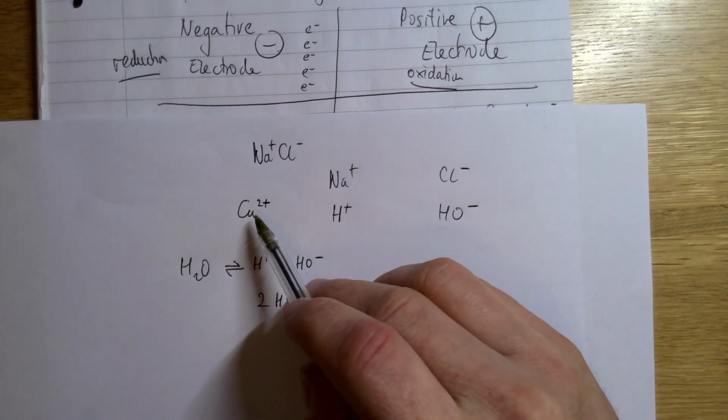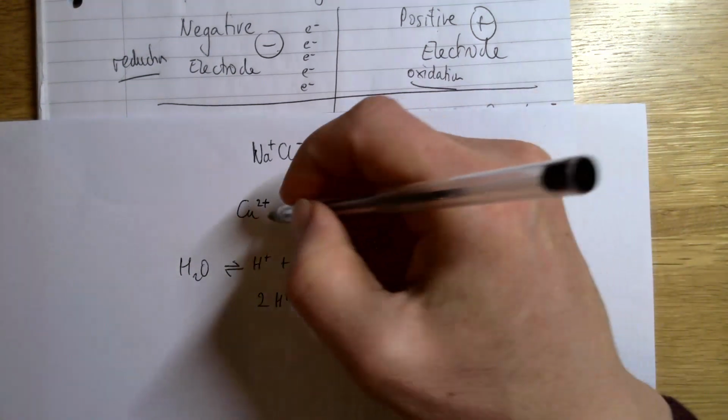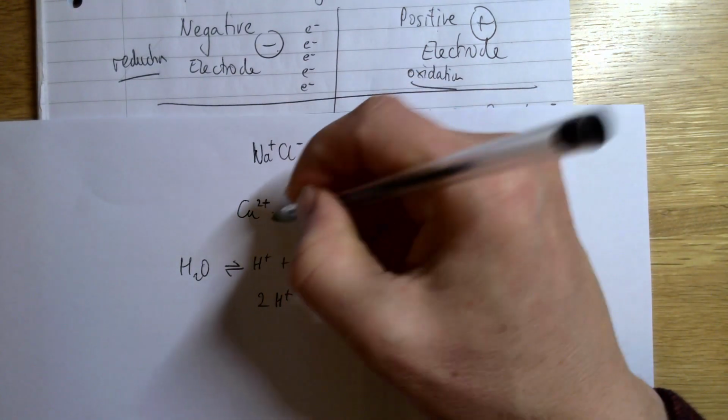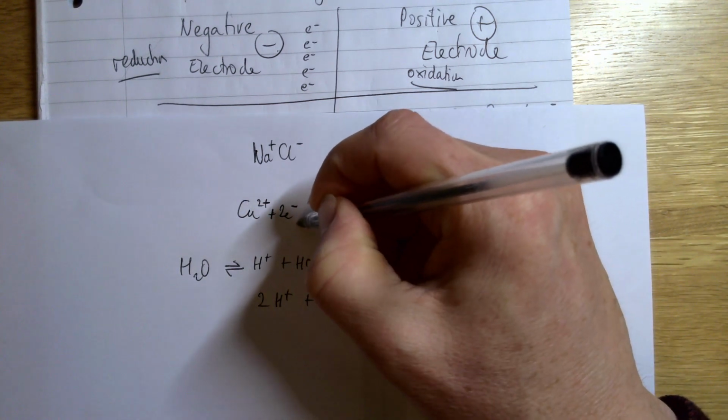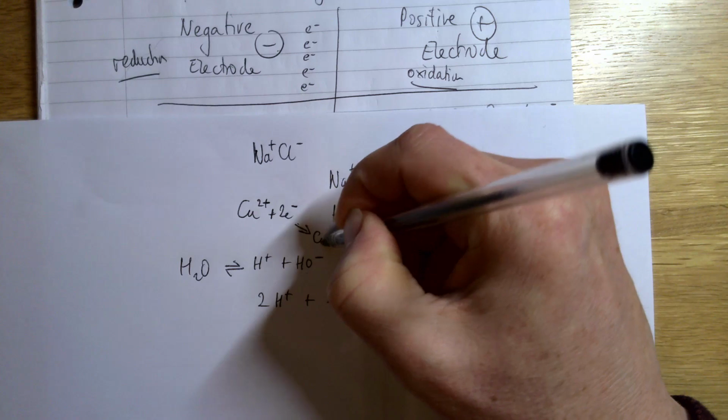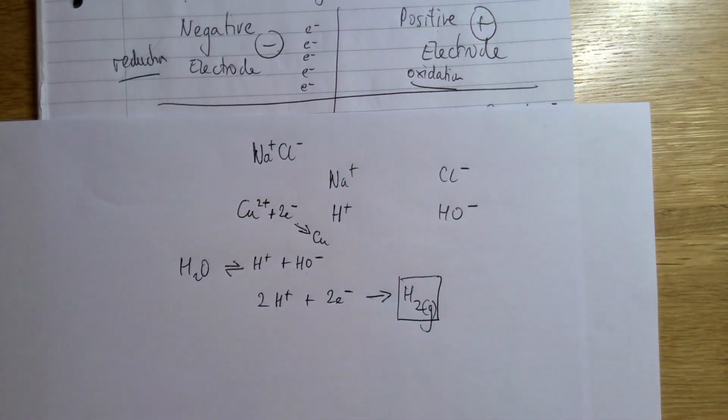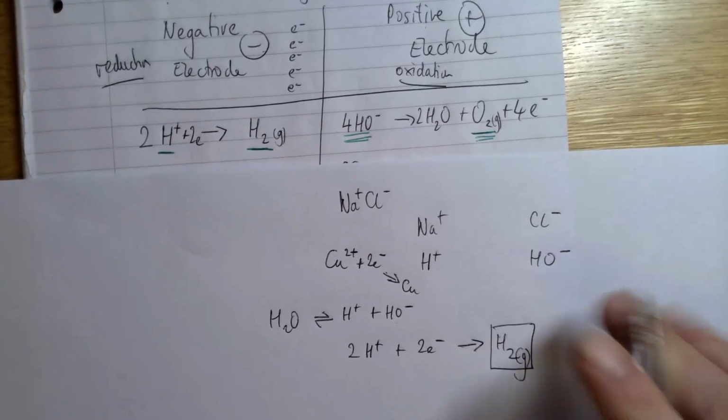Copper is quite unreactive, and so copper gets reduced instead of the hydrogen. The copper ions become copper atoms, and you form copper at the negative electrode if copper is present. That might also happen with other very unreactive elements.